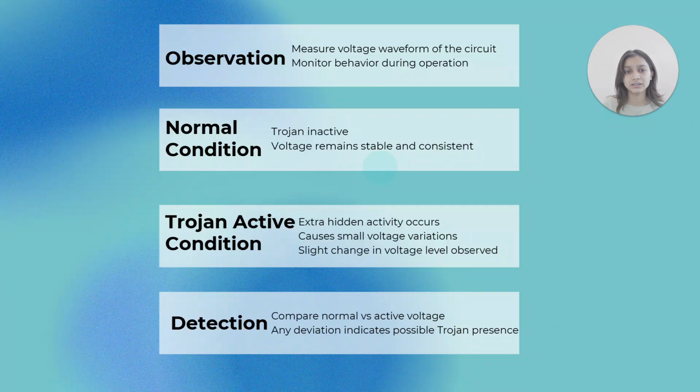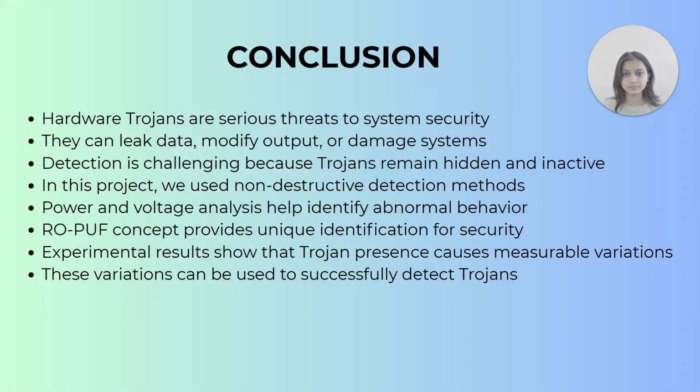Power analysis, voltage variation. Observation: measure the voltage waveform of the circuit and monitor behavior during operation. Normal condition, Trojan inactive: voltage remains stable and consistent. Trojan active condition: extra hidden activity occurs, causing small voltage variation, a slight change in the voltage level. Detection: compare normal versus active voltage. Any deviation indicates a possible Trojan present.